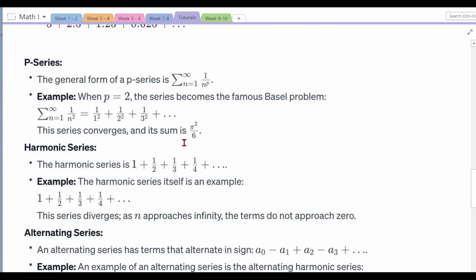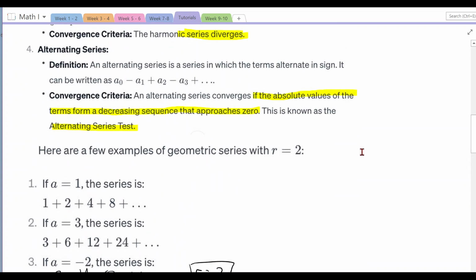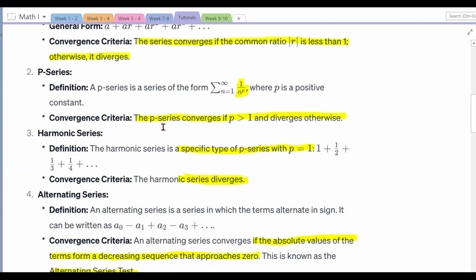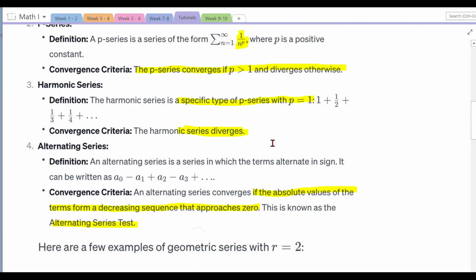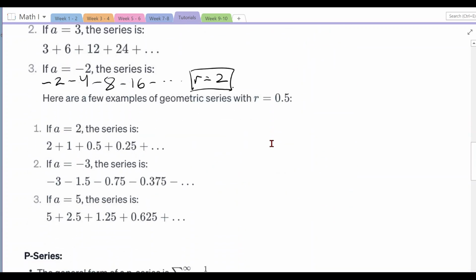By definition, the series will converge because, as you can see from the definition above, a P series converges if p, the power, is greater than 1. If it is 1, then it becomes the harmonic series, and it will always diverge.